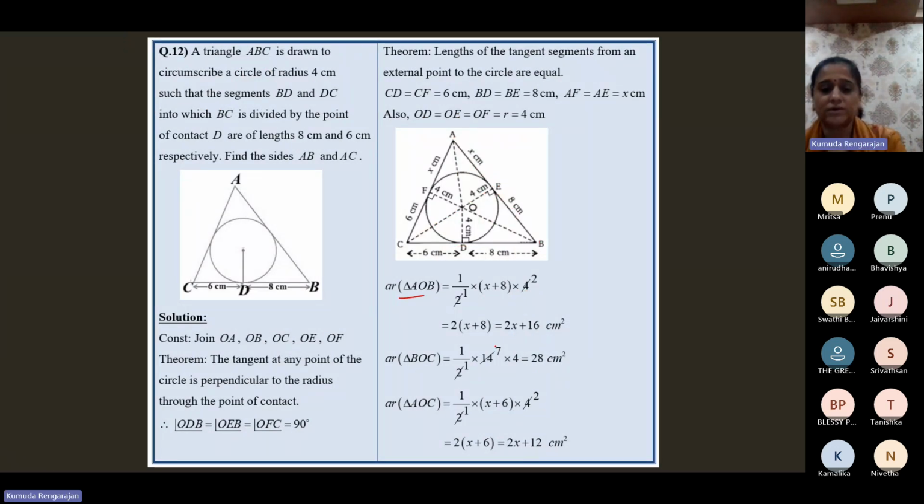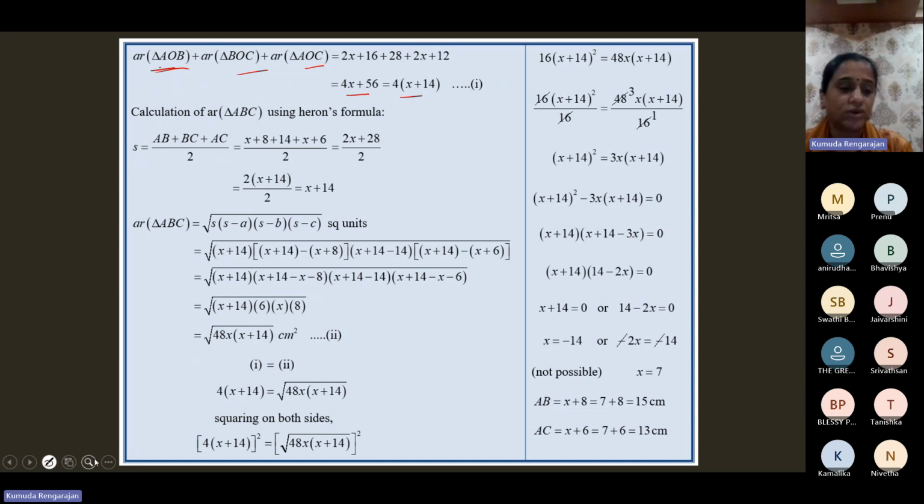Area of triangle AOB plus area of triangle BOC plus area of triangle AOC. This plus this plus this. You get 4x plus 60, 4x plus 56, 4 common, x plus 14. So that's the sum of the areas of the three small triangles. Now, calculation of the area of the whole triangle ABC using Heron's formula.